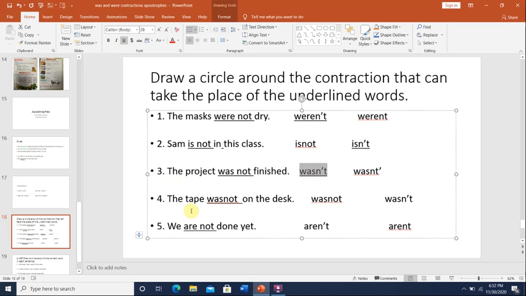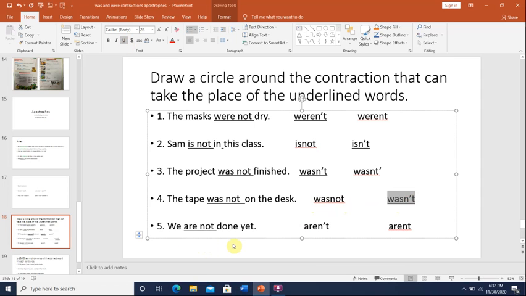Number 4, the tape was not on the desk. Which one is the correct contraction? Was not or wasn't? This is the correct contraction because it has an apostrophe.